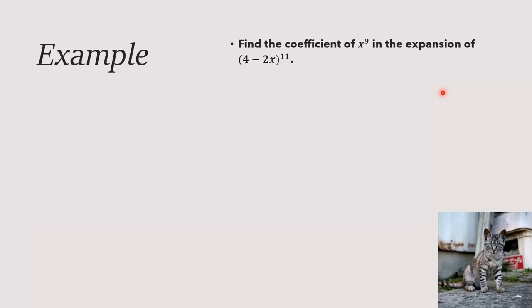Here's another example. Find the coefficient of x^9 in the expansion of (4 - 2x)^11. So for this, we just need to find the x^9 term. We don't need to expand it all out. So we're going to use 11C9 times 4^2 times (-2x)^9, which is the same as 55 lots of 16 lots of -512x^9, which is -450,560x^9. And that is it. So the coefficient will be -450,560.